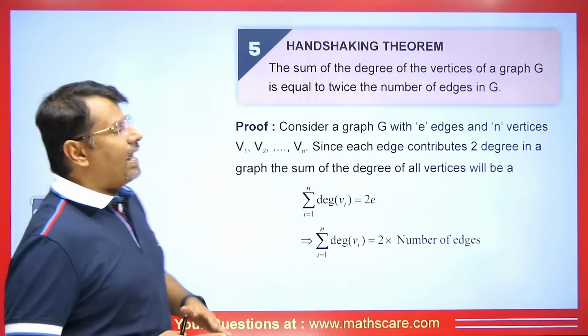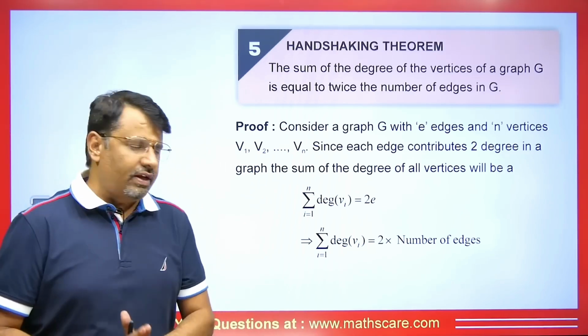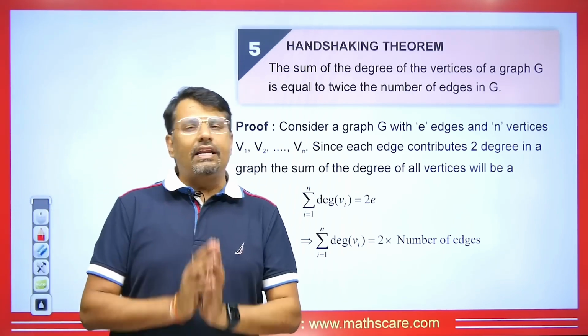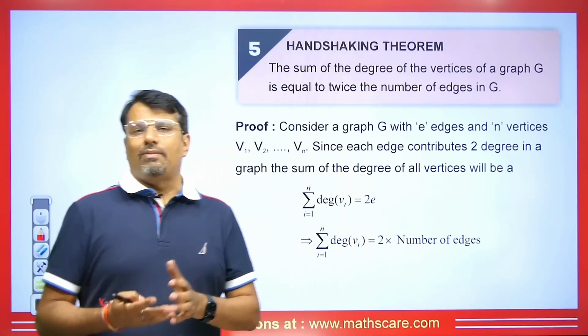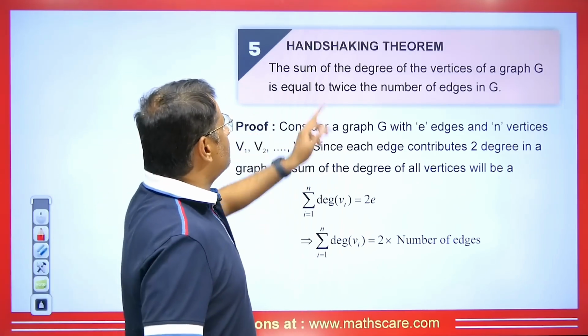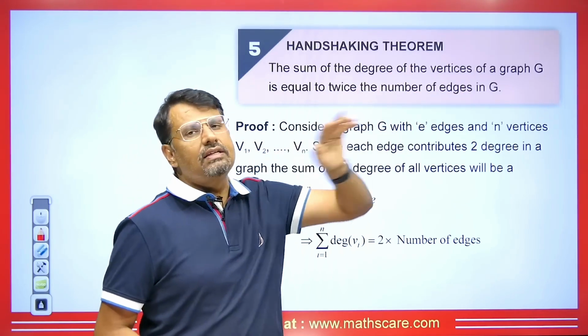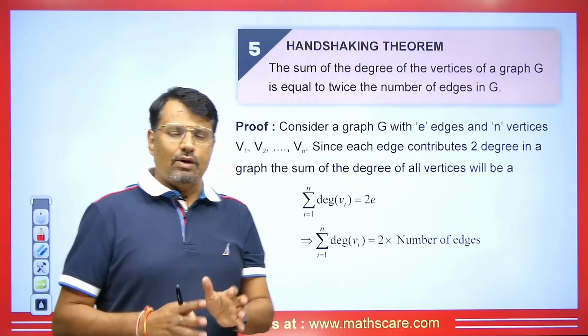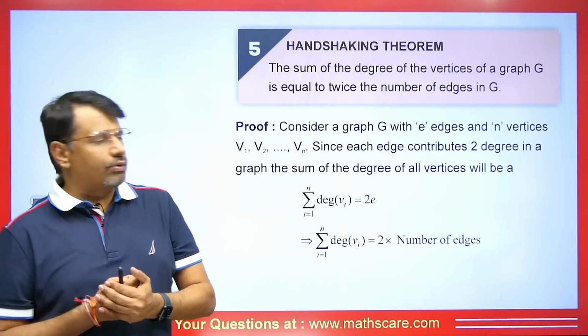Let's see what the handshaking theorem says. In the handshaking theorem it says that for any graph, the sum of the degrees of its vertices is equal to twice the number of its edges. Clear, students? Here we have the theorem that the sum of degrees of vertices of a graph G is equal to twice the number of edges in G. Sum of the degrees of all the vertices of the graph is equal to twice the number of edges of the graph.